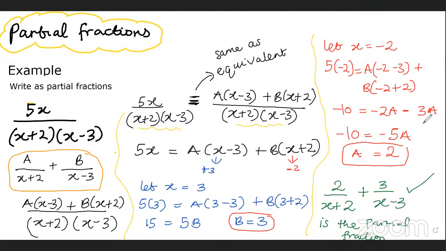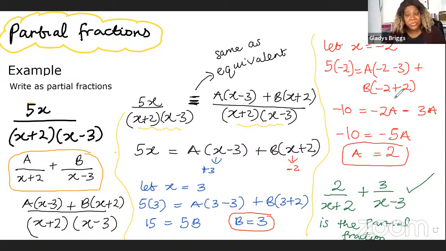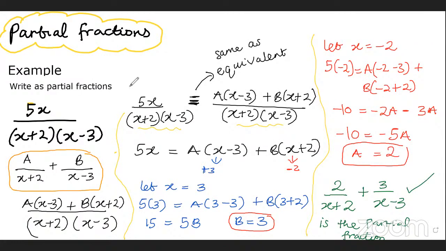And this will go off because minus 2 plus 2 is 0, and b times 0 would be 0. So b will go off. Then you can find a.